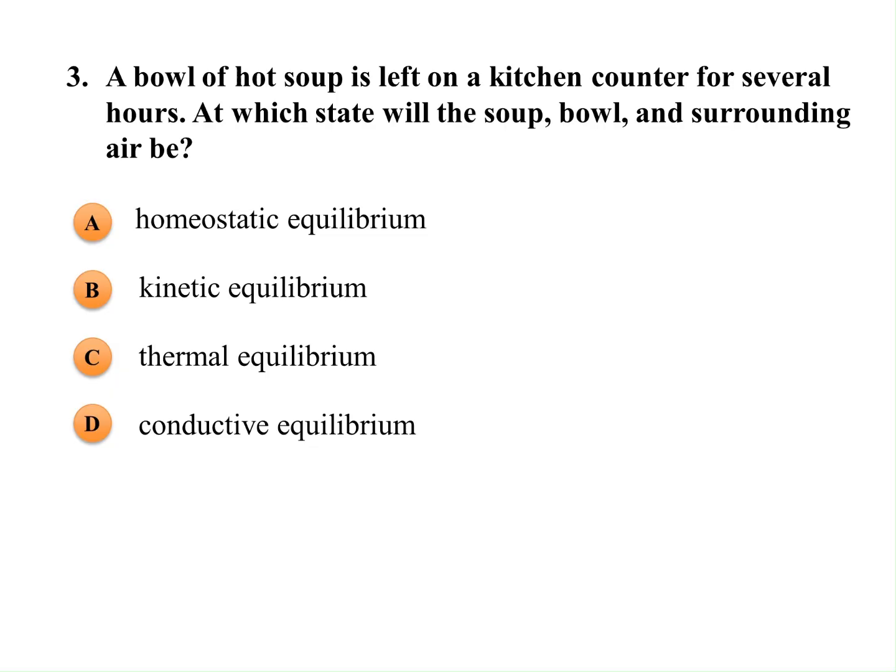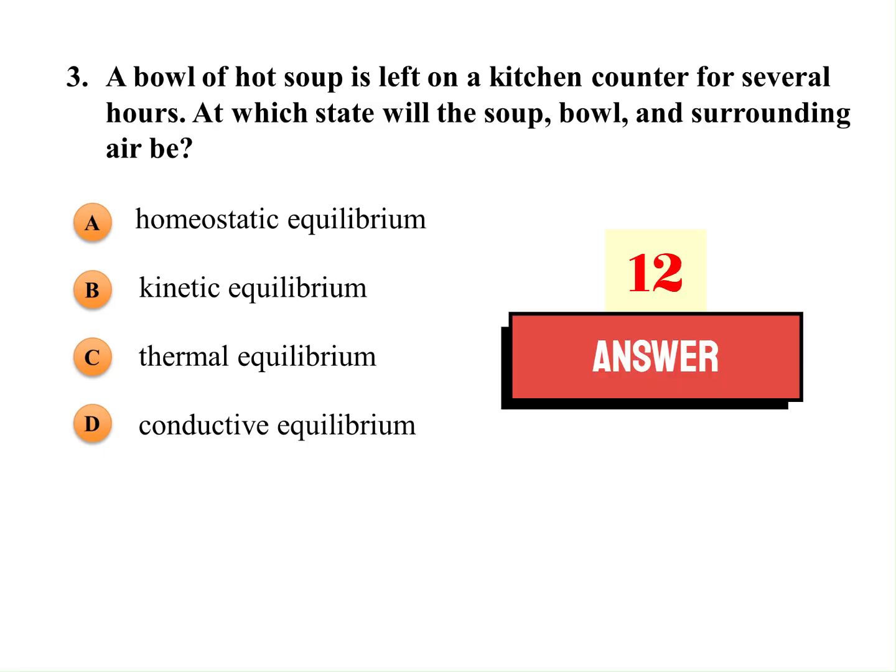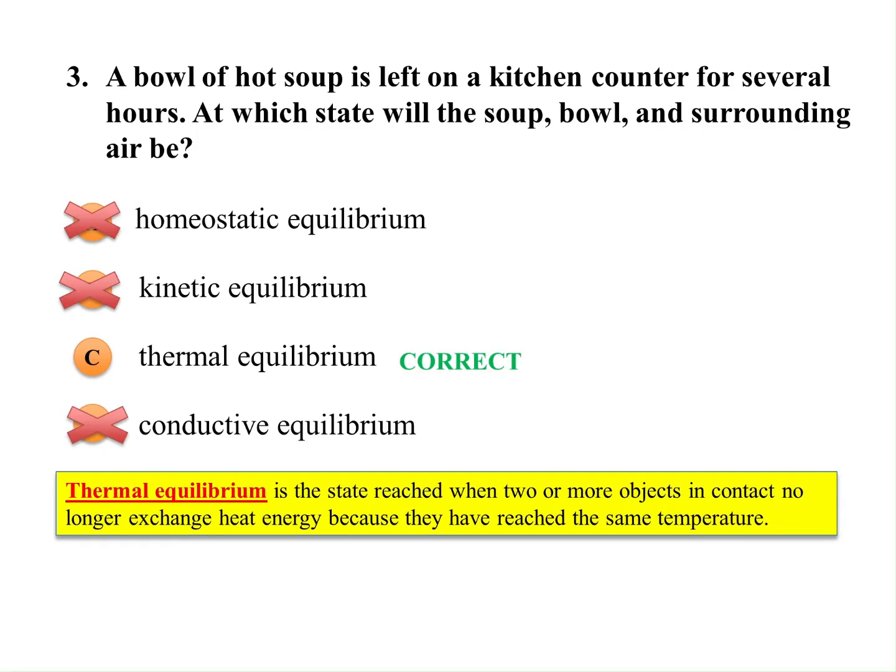A bowl of hot soup is left on a kitchen counter for several hours. At which state will the soup bowl and the surrounding air be? The correct answer is C, thermal equilibrium.